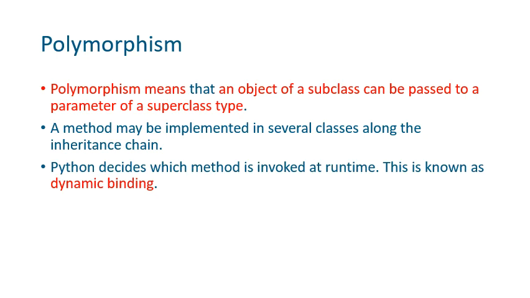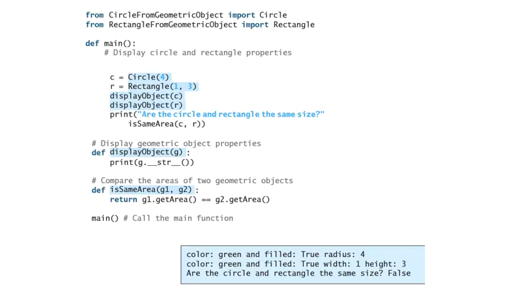Polymorphism. This is another property of object-oriented programming. It means that an object of a subclass can be passed to a parameter of a superclass. A method may be implemented in several classes along the inheritance chain. Python decides which method is invoked at runtime. This is known as dynamic binding.